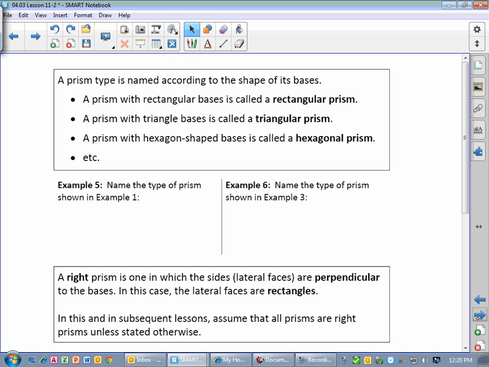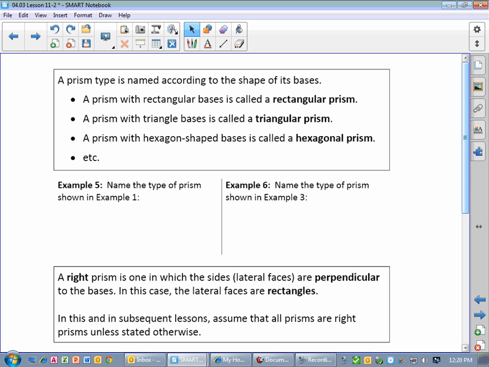Okay, now the naming. We name our polygons based on their bases. No pun intended. So we name the polygon depending on the base. As soon as you know its name, you know the shape of the base. So the first one we saw in example one, what was the shape of the base? A rectangle. So we call it either a rectangle-based prism or a rectangular prism.